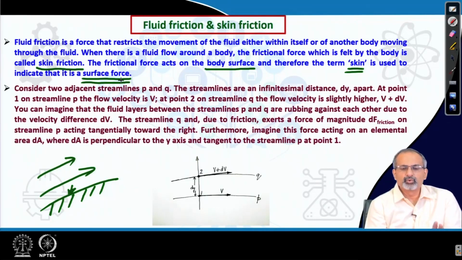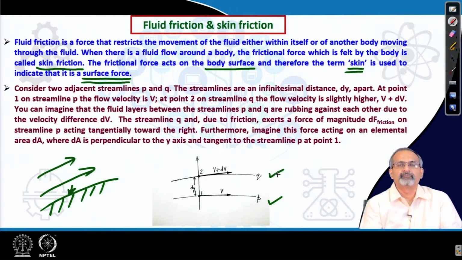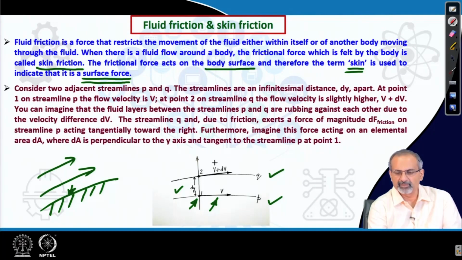Now, we consider two adjacent streamlines P and Q in the flow field. We do not have any solid surfaces here, we are right in the middle of the fluid. The streamlines are an infinitesimal distance dy apart, which is this distance. At point 1 on streamline P, the flow velocity is v. So, this is the point 1, this is the velocity vector representing the velocity at that point 1. And at point 2 on streamline Q, the flow velocity is slightly higher, v plus dv. So, that is shown here. And you notice that the velocity vectors are tangential to the streamlines at the respective points.